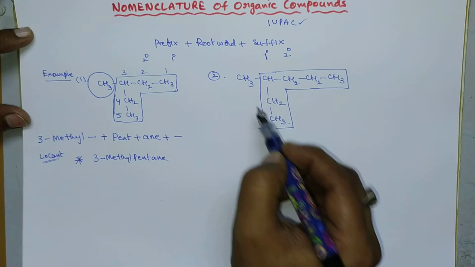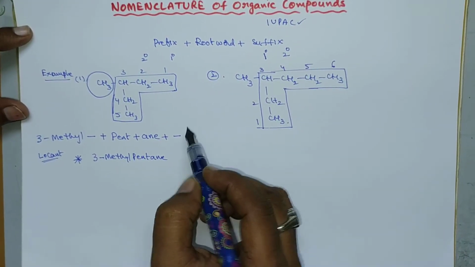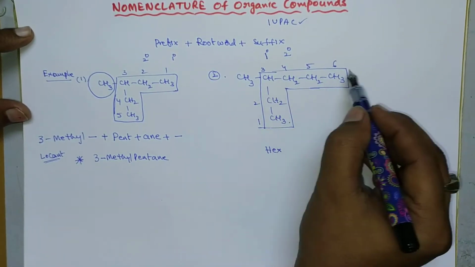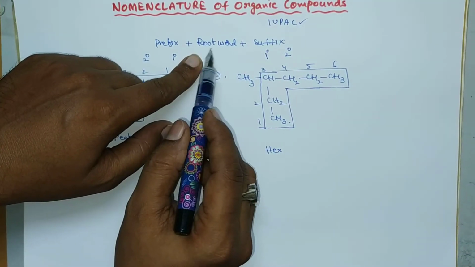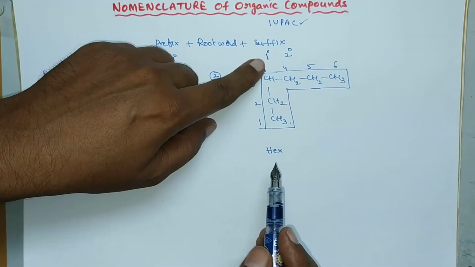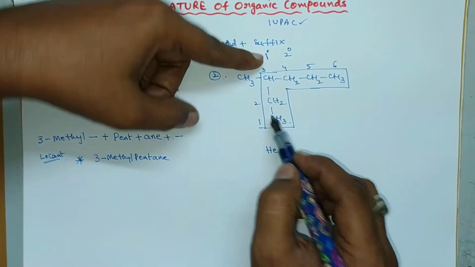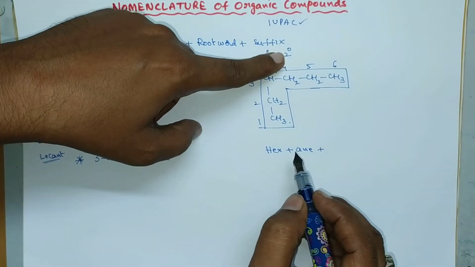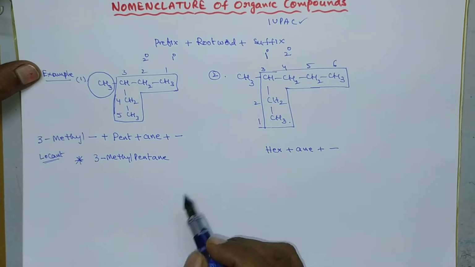So first, 1, 2, 3, 4, 5, 6 carbon atoms are there. So we have to write hex, and all are single bonds, carbon-carbon single bonds. So the root word is hex. For 6 the root word is hex, and the primary suffix indicates the nature of carbon-carbon bonds. All are carbon-carbon single bonds. That's why we have to write "ane", hex plus ane, plus the secondary suffix indicates the nature of the functional group. There is no functional group, so we have to leave it.